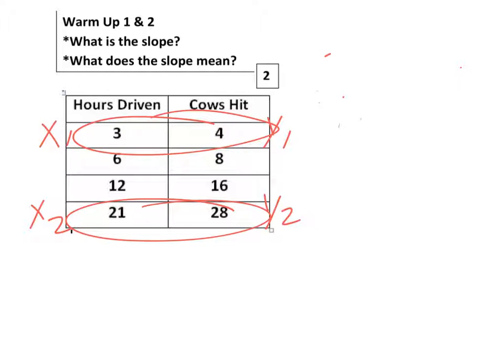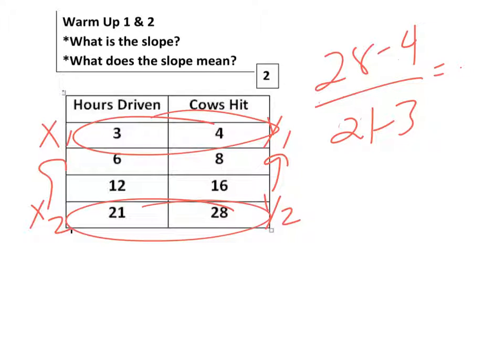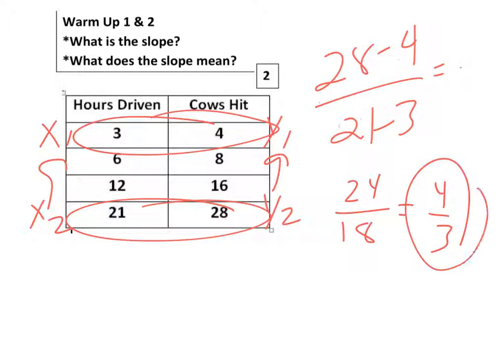Let's try 28 minus 4, right? y2 minus y1 and x2 minus x1 over 21 minus 3. So that ends up being 24 over 18, which reduces to 4 over 3. So what does that mean? It means that I hit 4 cows every 3 hours, because cows is the y.